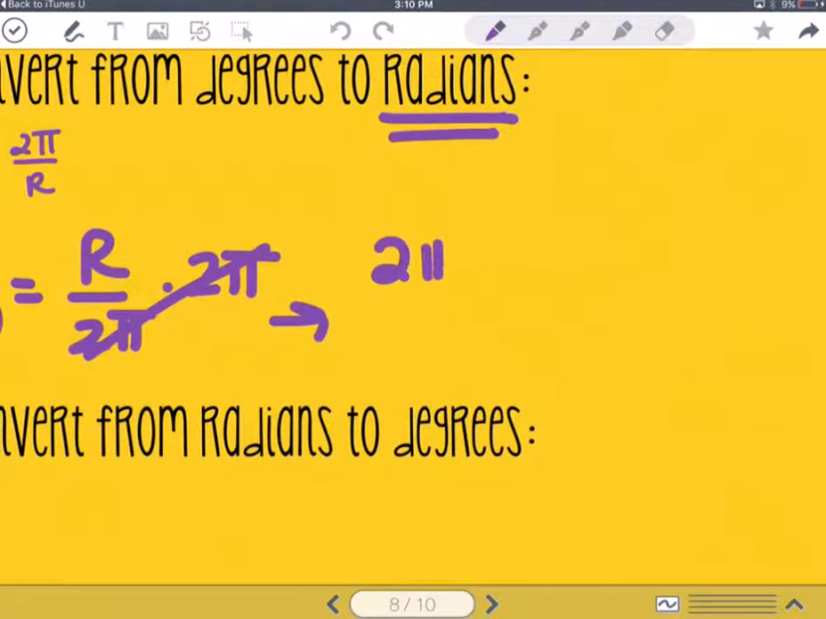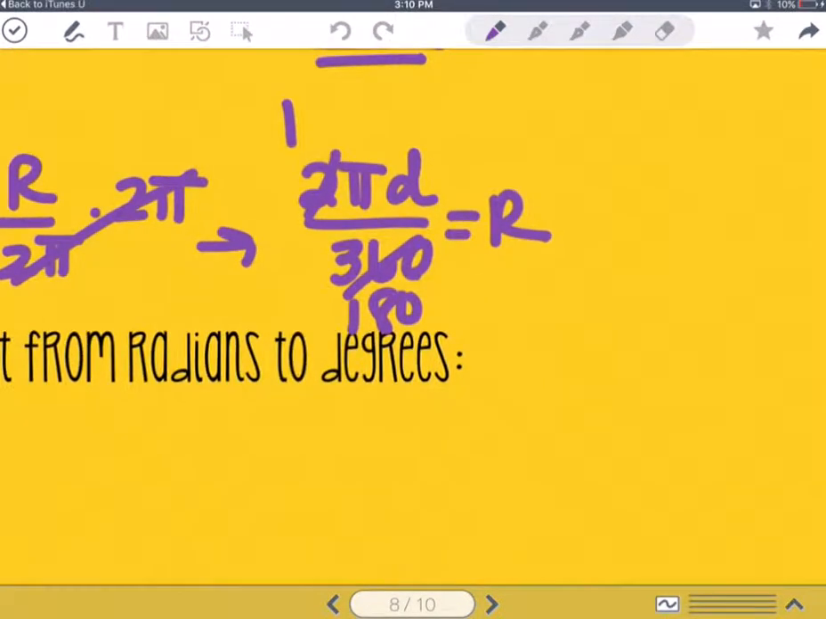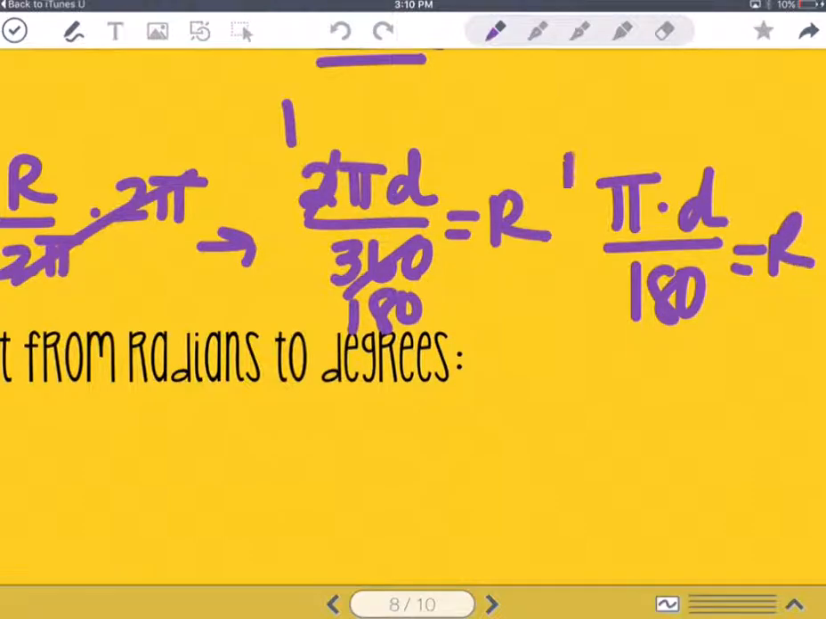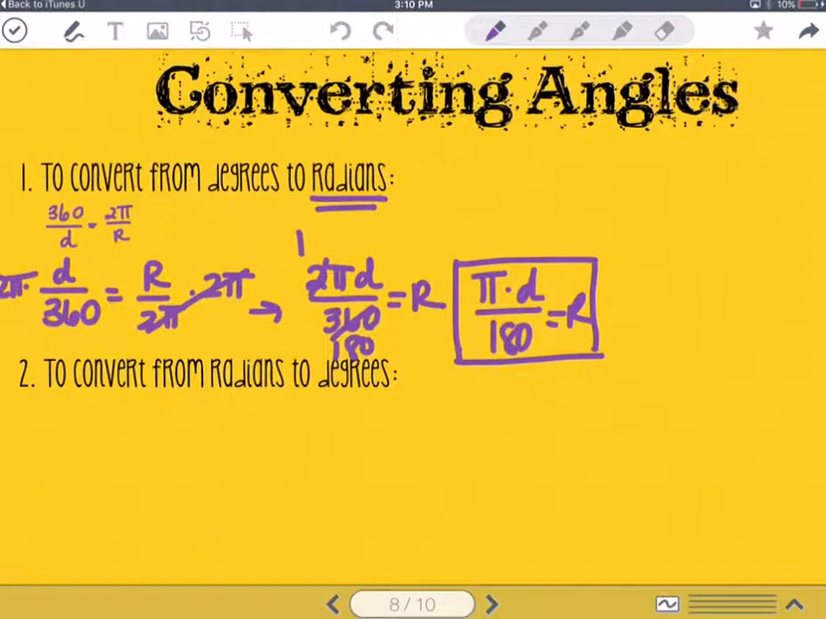So that gives me 2 pi over degrees times 360. Now I can simplify here, and then my final equation is going to be pi times degrees all over 180. And that's going to give me my answer in terms of radians. So this is one of my formulas.